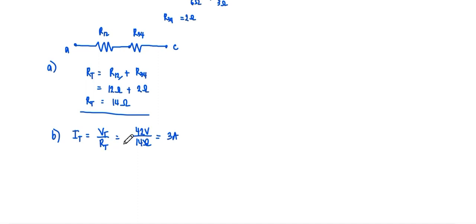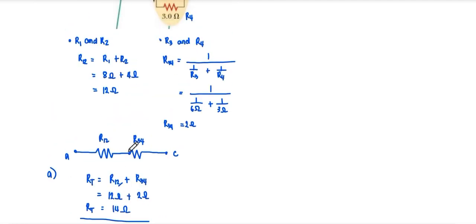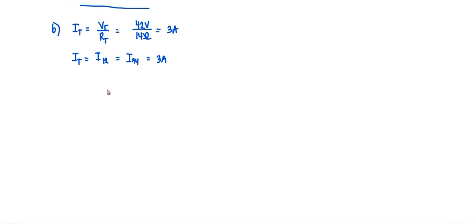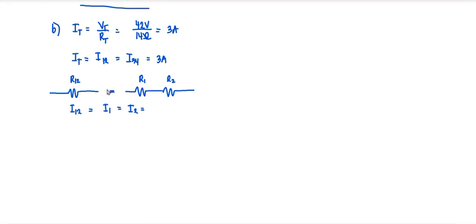So what's next? Okay, let's go back here. Since the current flowing through a series connection is equal, this I sub T is equal to I12. I12 equals I34. They're equal to 3 amperes. From this, this R12 is a combination of R1 and R2, right? Therefore, I12 equals I1 equals I2, which is equal to 3 amperes.